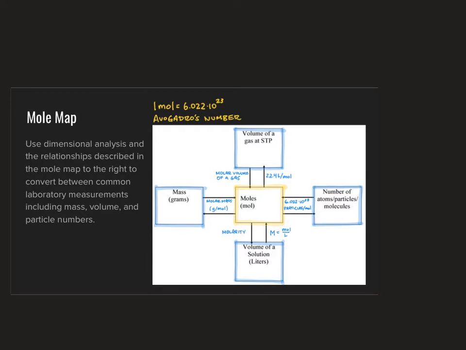Let's say I wanted to determine the number of molecules present in 100 grams of water. Thinking about my mole map as a kind of tool that guides me from where I start to where I want to end up, I'm going to want to start here in units of grams, which is what I've given you, 100 grams of water. And I want to end up over here at the number of molecules of water. And you'll note here that the pathway I need to take goes right through the center there. I need to get moles first.